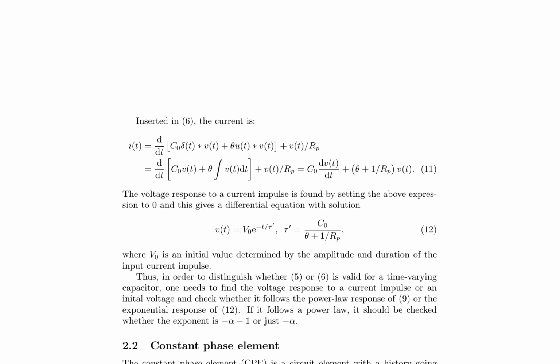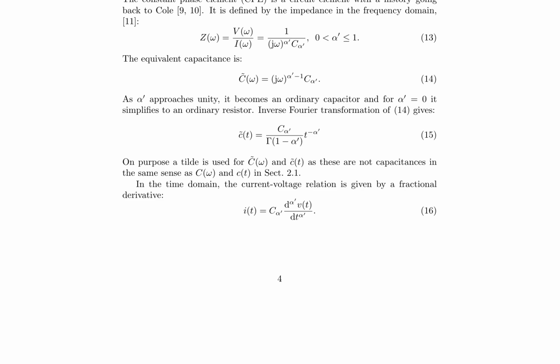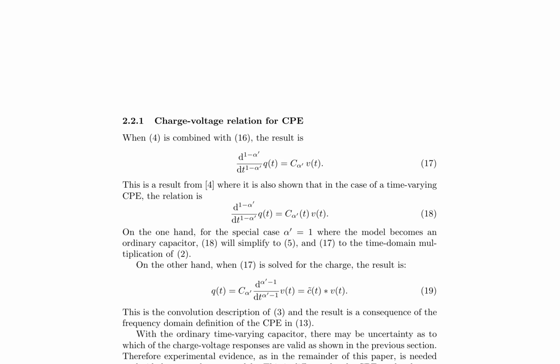The equivalent capacitance of a CPE is described by equation 14, which simplifies to an ordinary capacitor as alpha approaches unity and to an ordinary resistor when alpha equals 0. Inverse Fourier transformation of equation 14 yields equation 15, representing the time domain equivalent capacitance. The current voltage relation for a CPE is expressed through a fractional derivative, as shown in equation 16. This element is crucial for understanding complex electrical behaviors and has been used in various applications, including electrochemical systems and biological tissues.